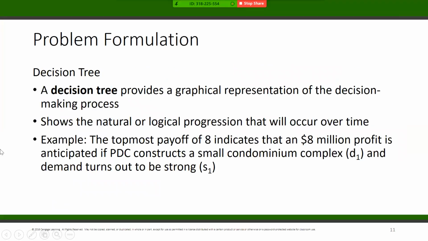Now we can make a decision tree. This provides a graphical representation of the decision-making process, and shows the natural or logical progression that will occur over time. So for example, the topmost payoff of 8 indicates that $8 million profit is anticipated if the PDC constructs a small condominium complex, D1, and demand turns out to be strong, the S1.